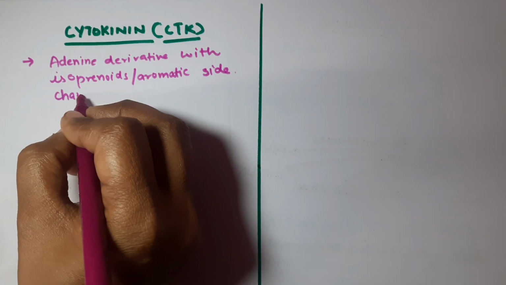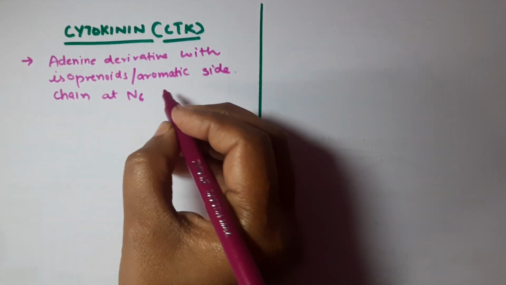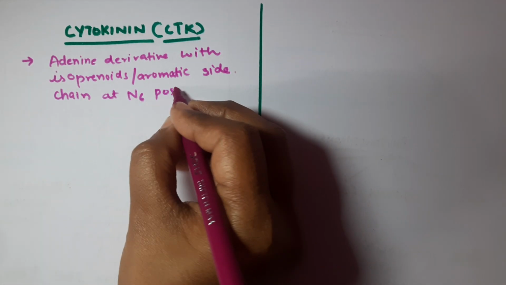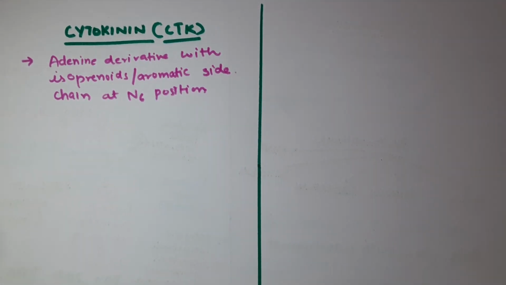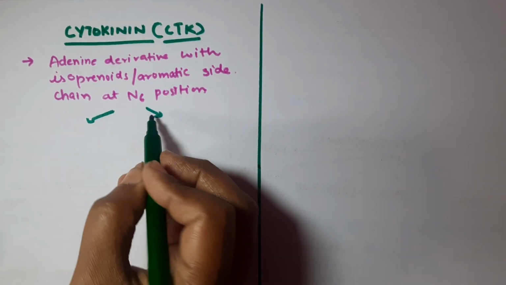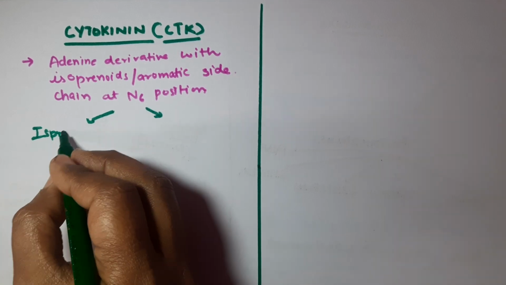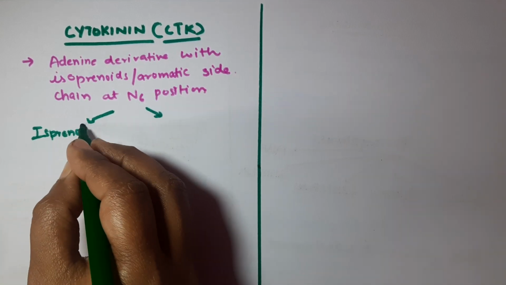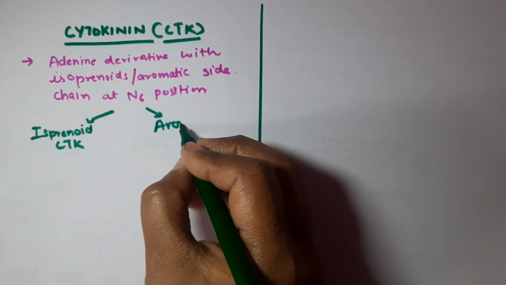These side chains are present at the nitrogen 6 position of the adenine ring. So basically the cytokinins are divided into two types. First is the isoprenoid cytokinin, and then we have the aromatic cytokinin.